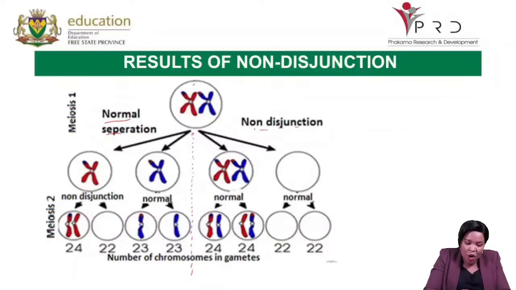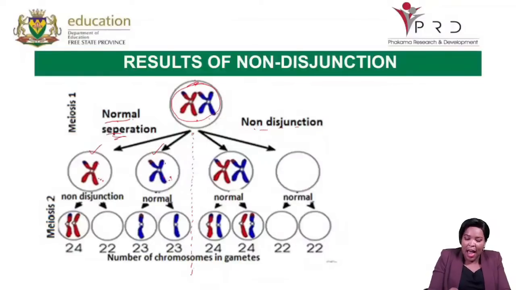So, under normal separation, you would expect that these homologous pairs will separate like this, isn't it? You hope that each chromosome is going to come into each gamete during meiosis 1, because you are talking about homologous chromosomes. During anaphase 1, because anaphase is where they separate. So you expect them to be like this.